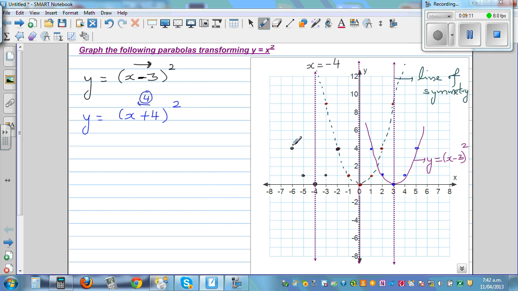And this is the graph of, this will go on forever, and this is your basic parabola. Not a basic parabola, this is the graph of this equation. So this has gone 4 to the left, and this has gone 3 to the right. And this is your basic parabola.